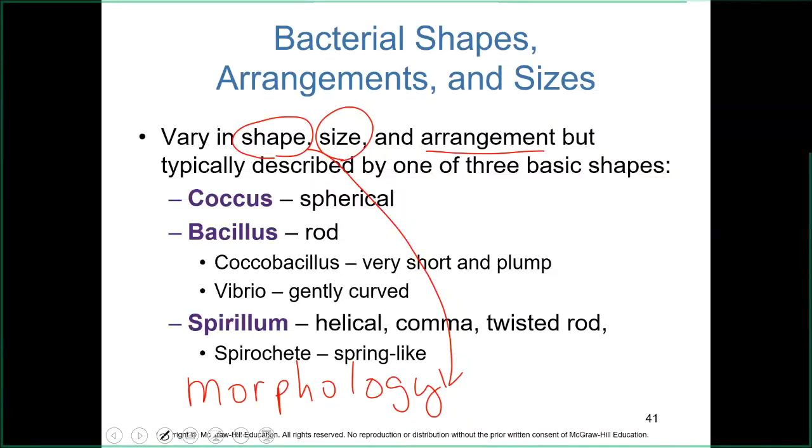Arrangement is also important. This is something that you're going to see at the microscopic level as well when you stain organisms to be able to see them better. Arrangements are something you're going to look for as well. Morphology and arrangement, all right? They're different things, but they're related. And there are three basic morphologies then.